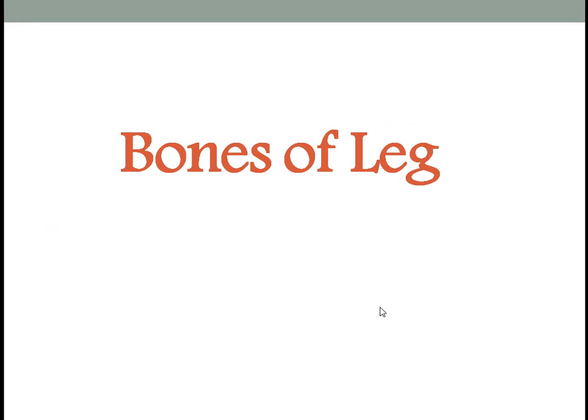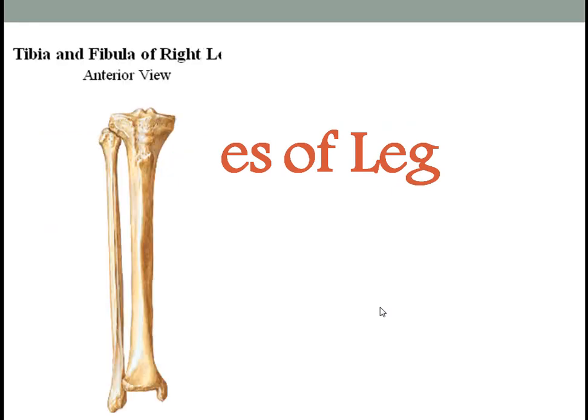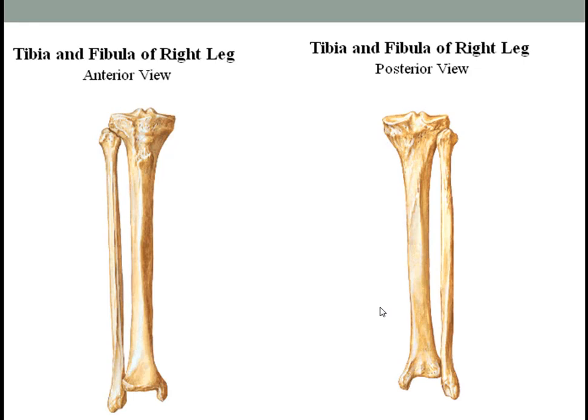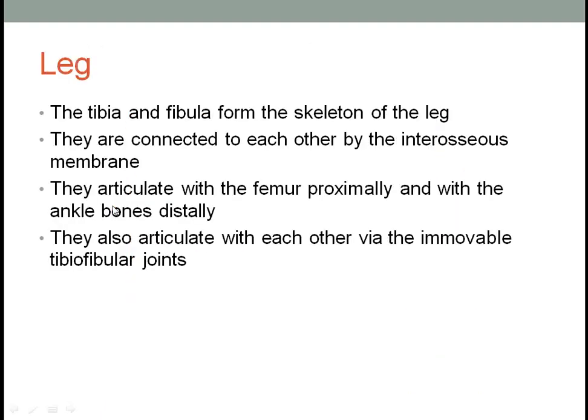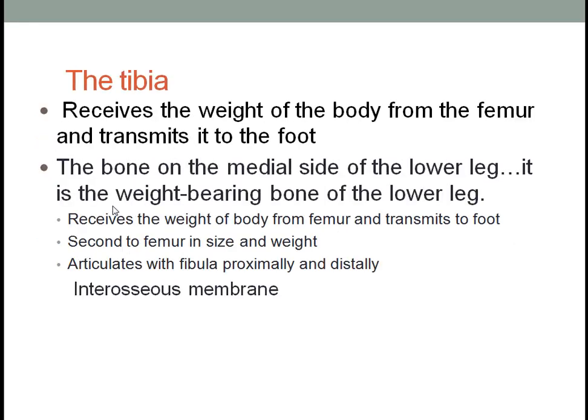So we move to the bones of the leg. The bones of the leg include the tibia and the fibula. As you see, the larger bone, the one medial, is the tibia, and the smaller, the lateral one, is the fibula. These bones are connected by the interosseous membrane. They receive the size and the weight from the femur.